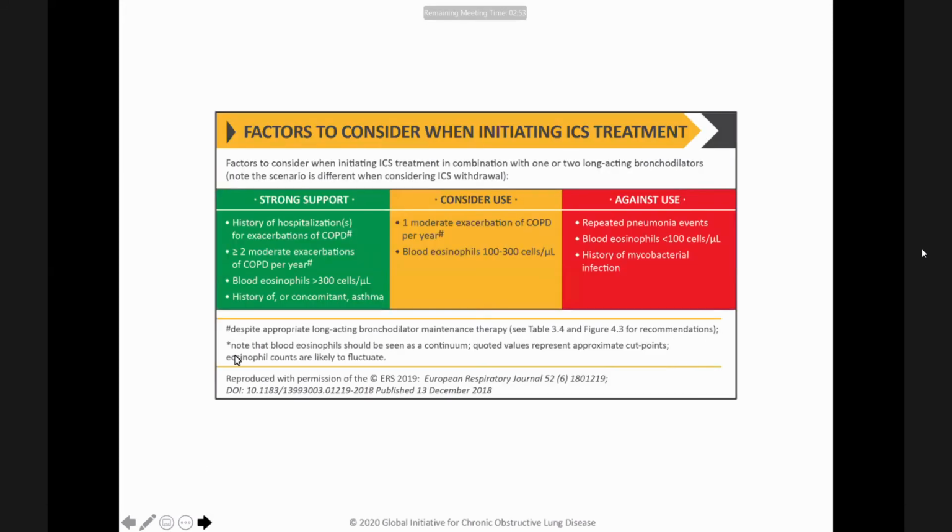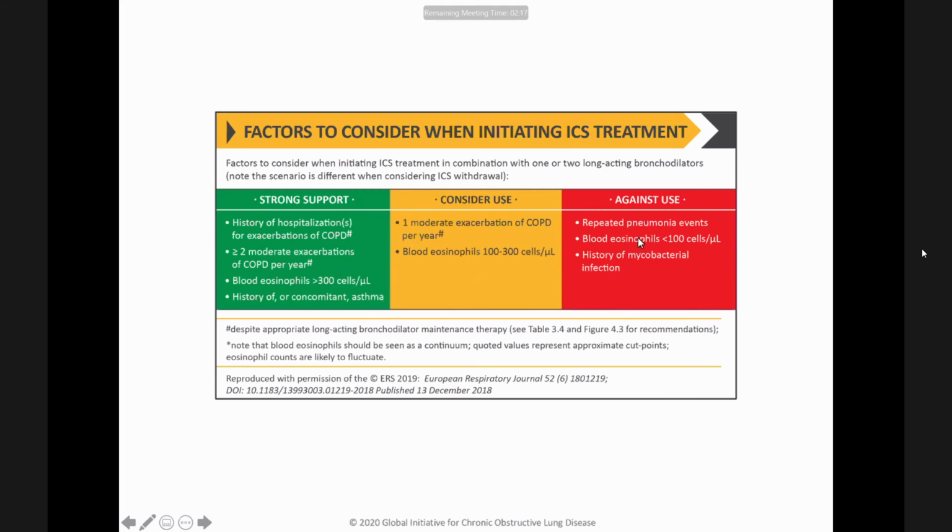So with this background, what are the factors when initiating the ICS treatment? So strong support for initiating the ICS is a history of hospitalizations for exacerbation. If the patient has more than 2 moderate exacerbations of COPD per year, you can use it. If the patient's absolute eosinophil count is more than 300 cells per microliter, in that case, it's advisable to use the inhaled corticosteroids, and in a history of asthma and COPD overlap syndrome, you can use this treatment of inhaled corticosteroids.